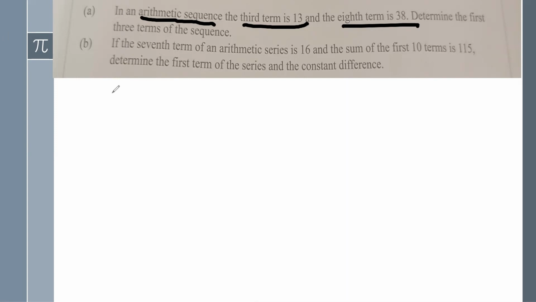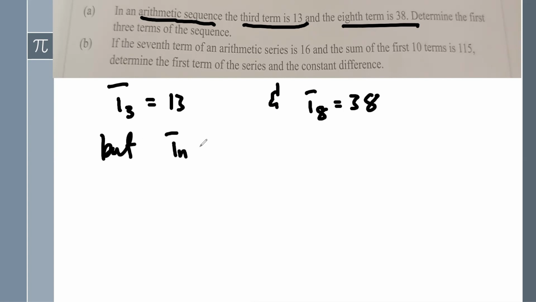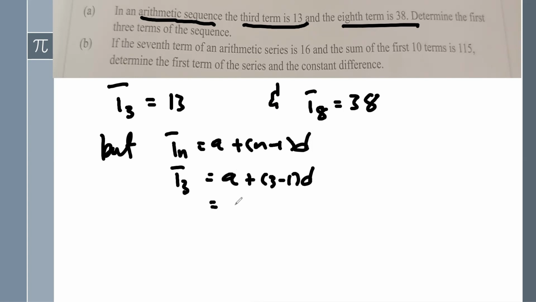So let's just put down the information we have. We know T3 is 13 and T8 is 38. But we also know that Tn is A plus (n minus 1) times D. So if I find T3 using Tn, it will be A plus (3 minus 1) times D, and this is A plus 2D.